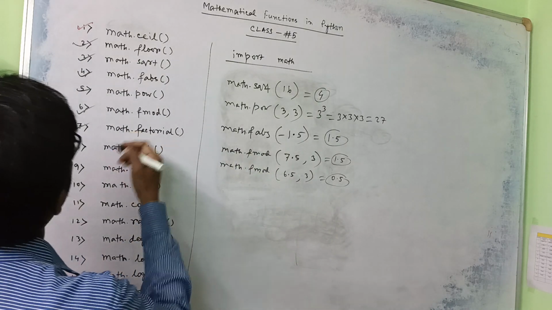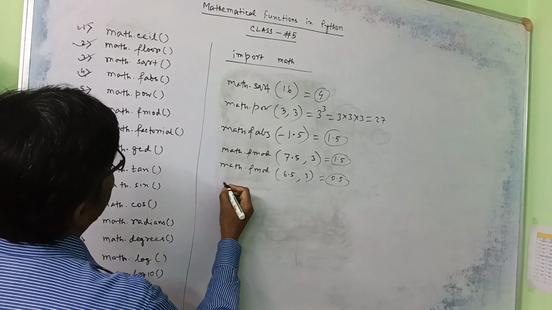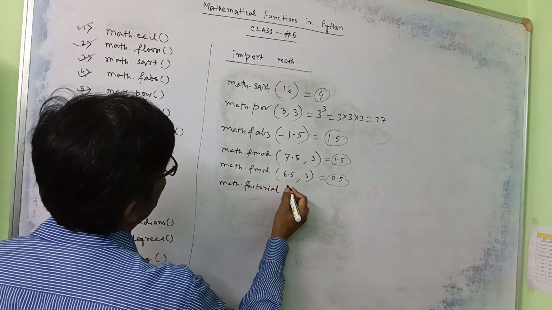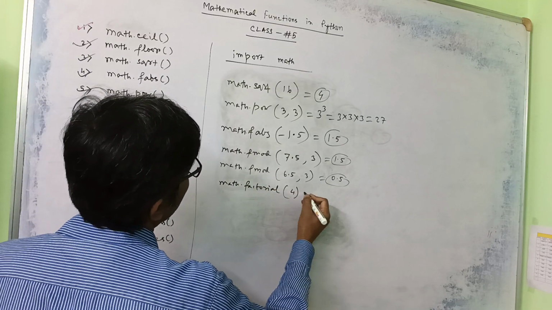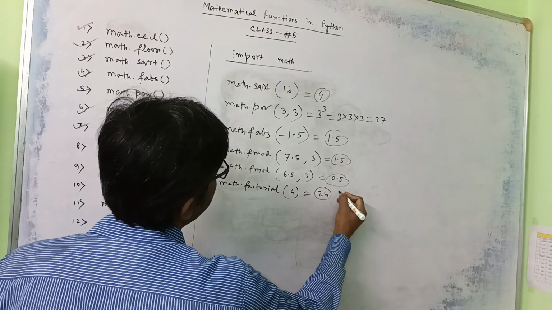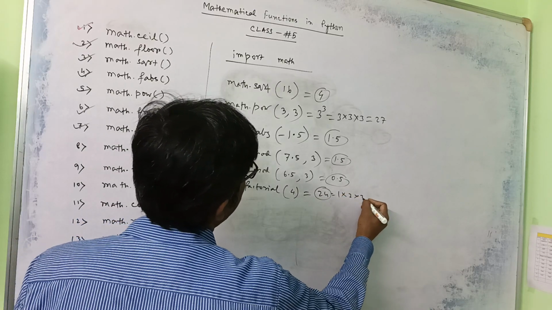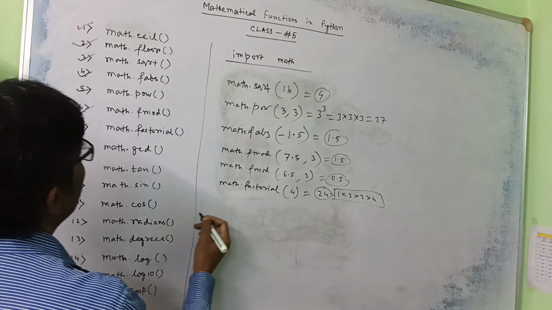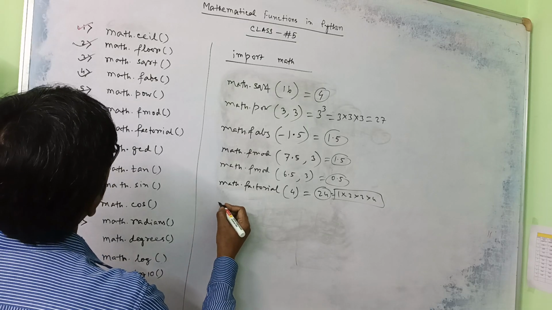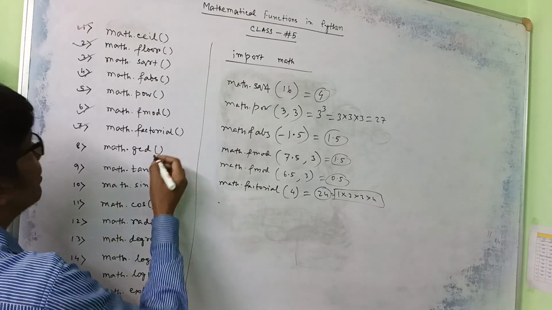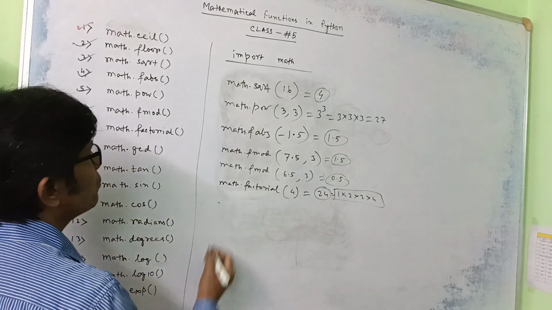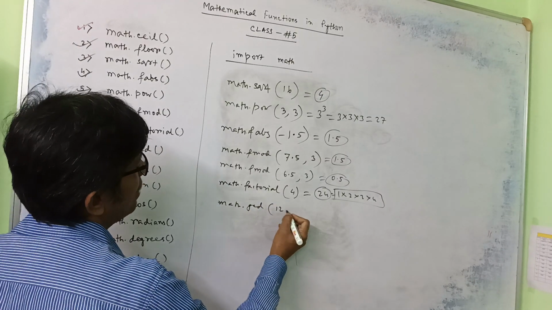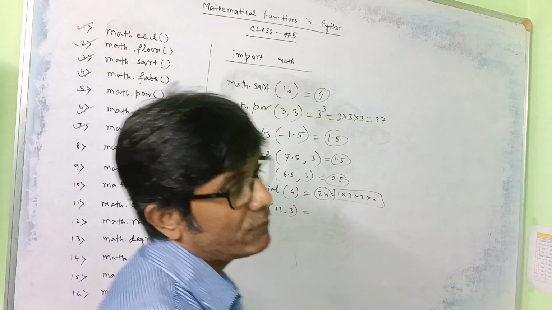I'm showing the main part of this total list: math dot factorial. Suppose if you write 4, the computer will give you 24. How? 1 into 2 into 3 into 4, so the final result is 24. This is math dot factorial. Now the next one, math dot GCD. You have to give two numbers in the argument section. You write, suppose, 12 comma 3. So the GCD value will come.